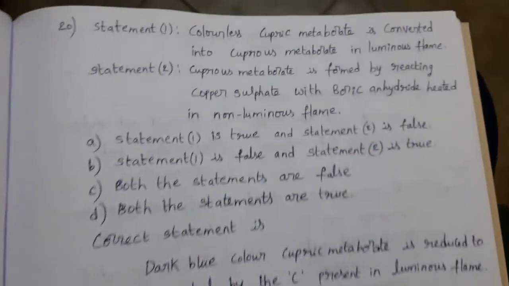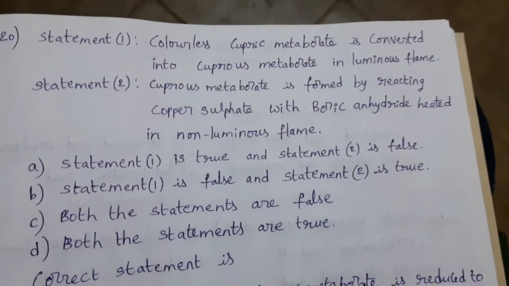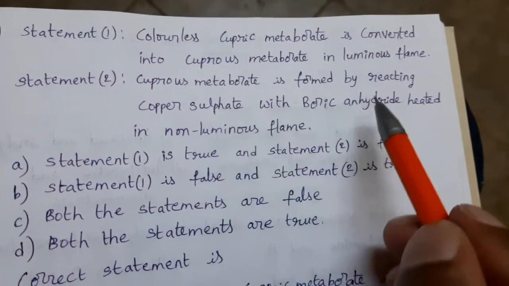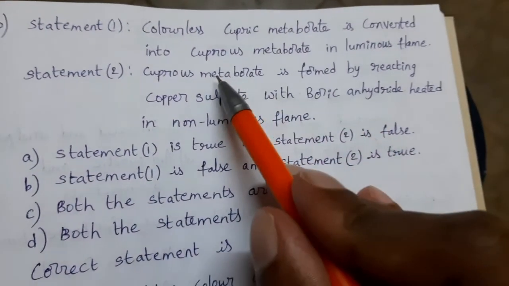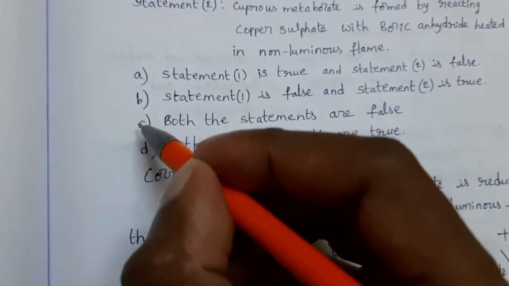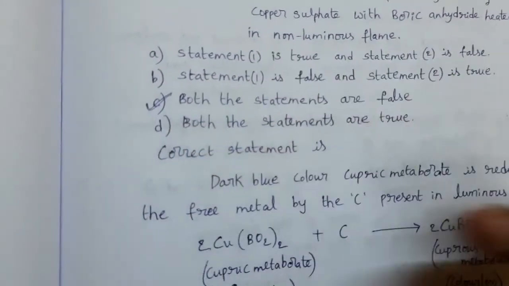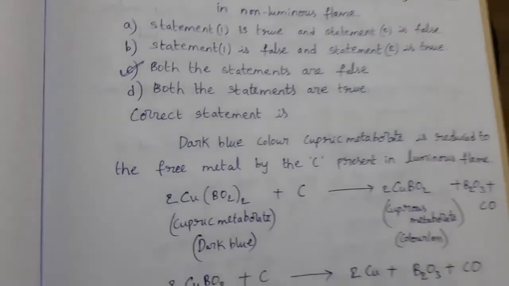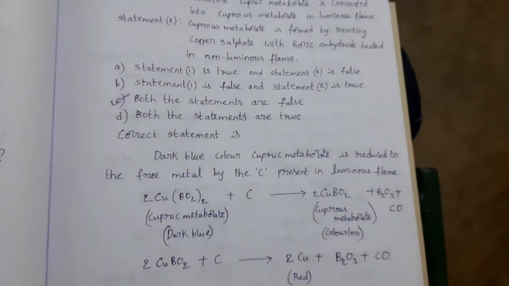So statement 2 is also wrong, because copper sulfate reacts with B2O3, we cannot get cuprous metaborate. Both these statements are false. Means what is the option? Option C is the answer. Okay students, we'll meet you in the next class.